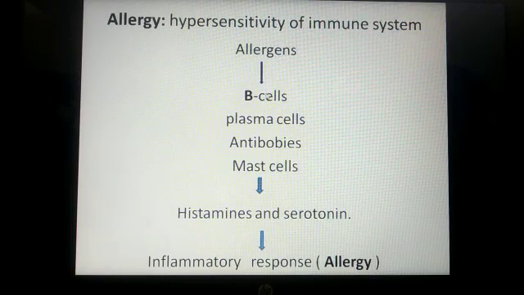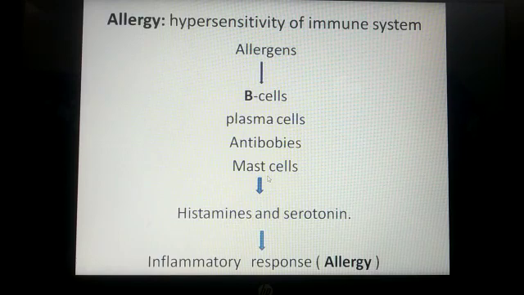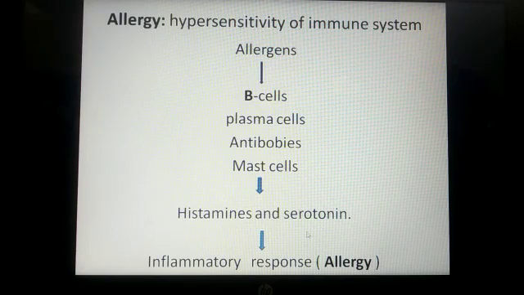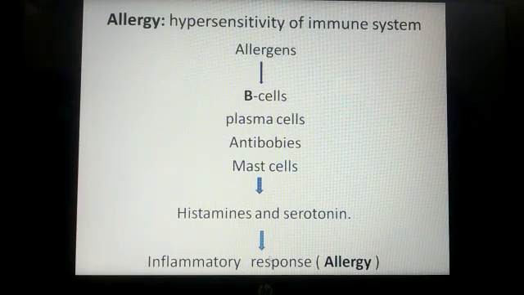Allergens stimulate the B cells to produce plasma cells, and the plasma cells produce antibodies and mast cells. Mast cells in turn produce histamines and serotonin. These are the substances which show the allergic response or inflammatory response. So this flowchart helps us to understand how allergy is caused.